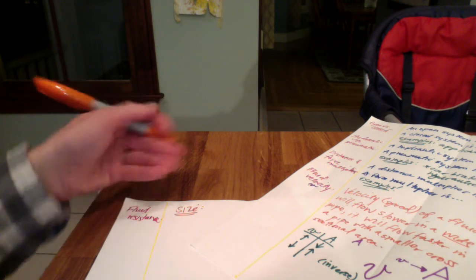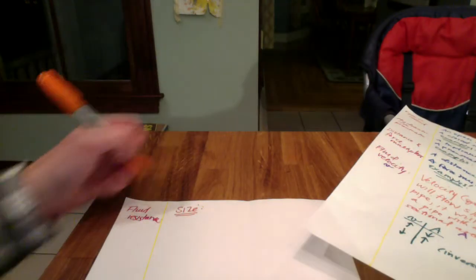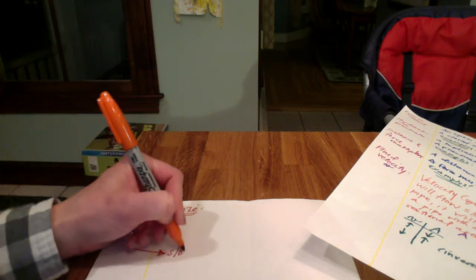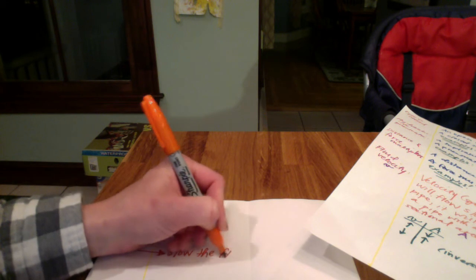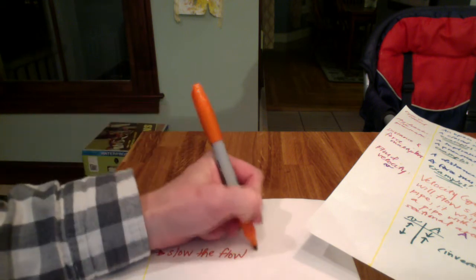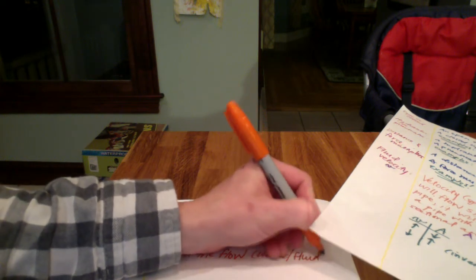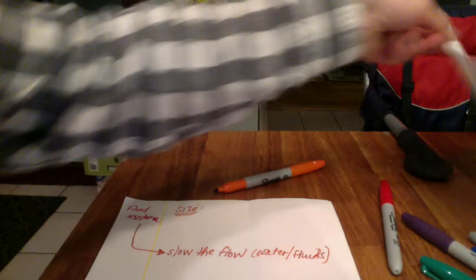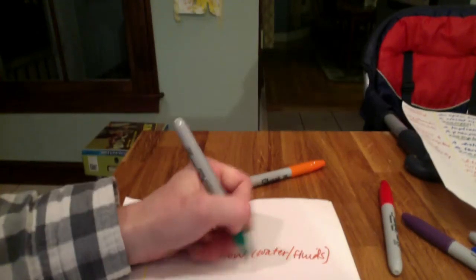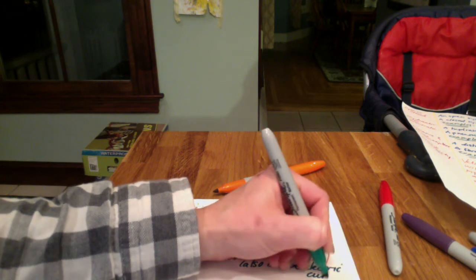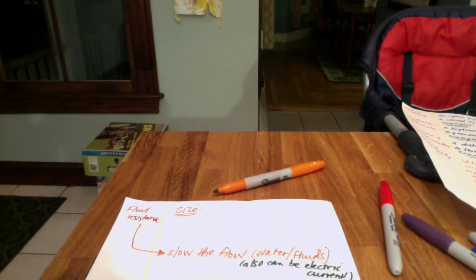All right, so when you have more resistance, actually, let's define the word resistance. The definition of resistance is slowing the flow. And remember, this can be water and fluids, but it also can be, and this goes back to our electricity stuff, electric flow, so electric current. And it actually works the same way.